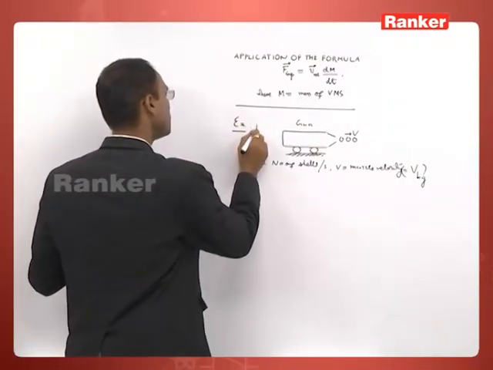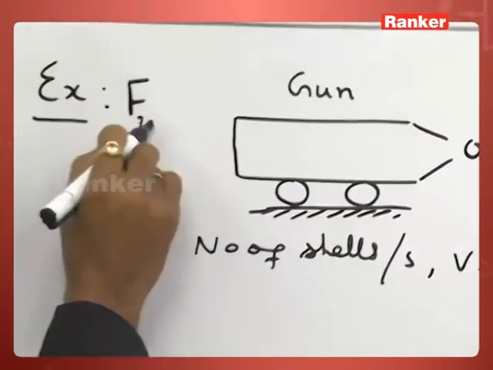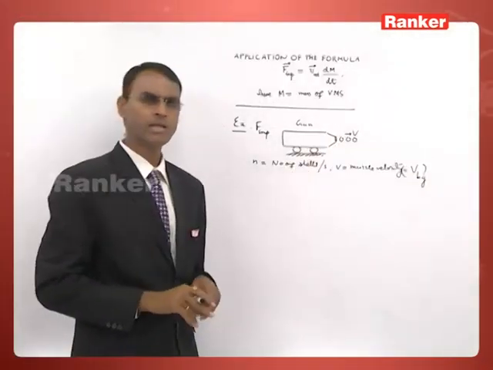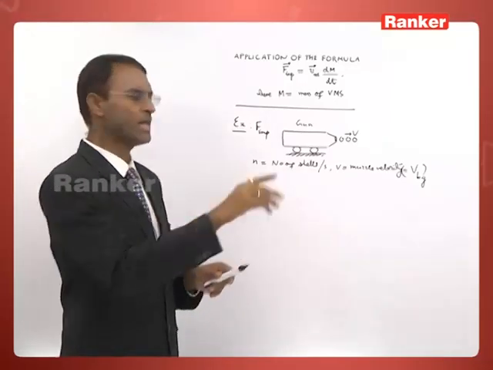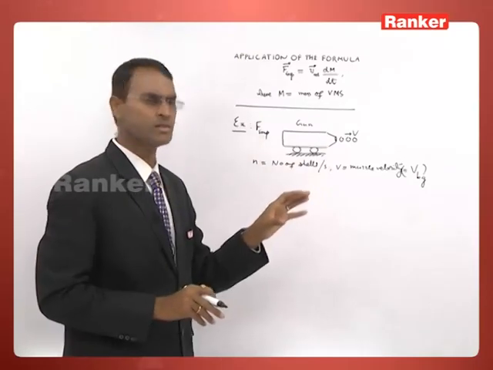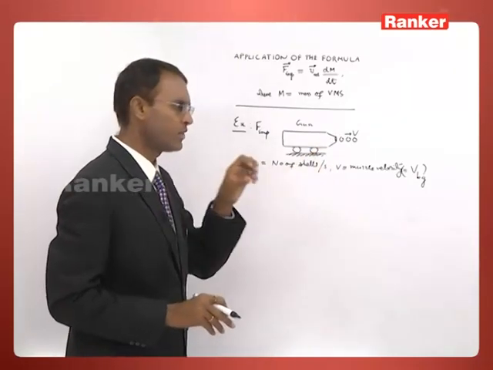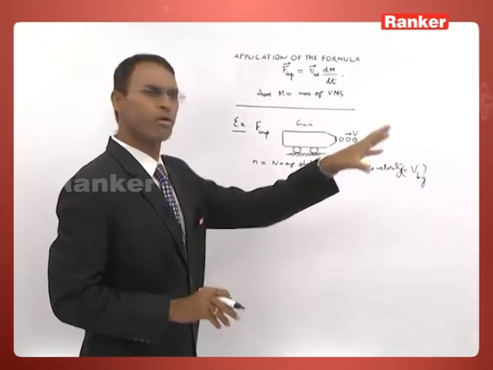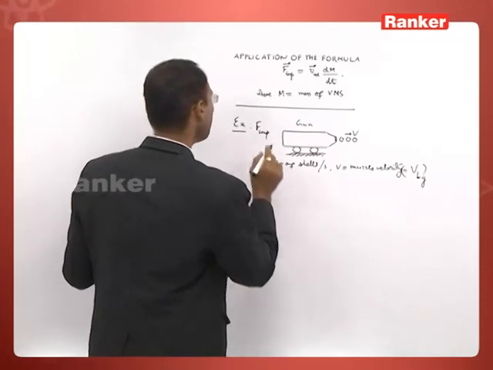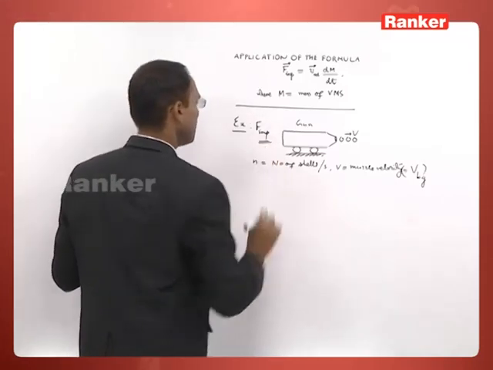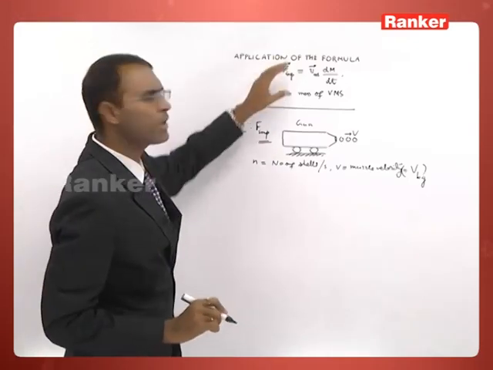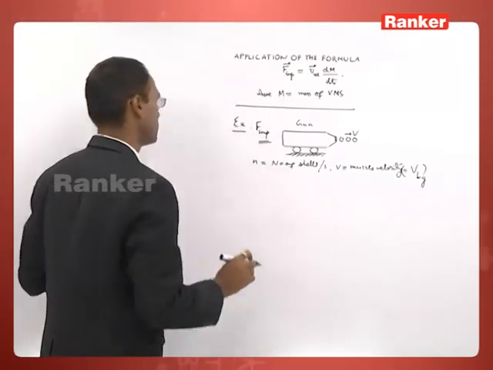We have to calculate the impact force acting on the gun by the outgoing bullet. When the gun fires, the bullet will get out of the gun and give a backward kick. That kick is the impulsive force or impact force. Using this formula, we can calculate it.